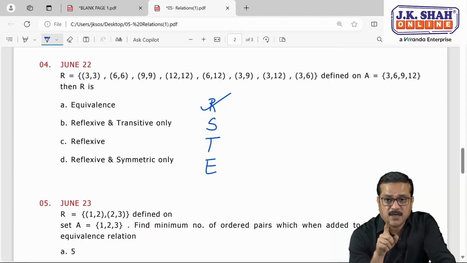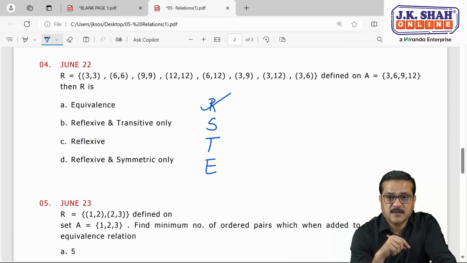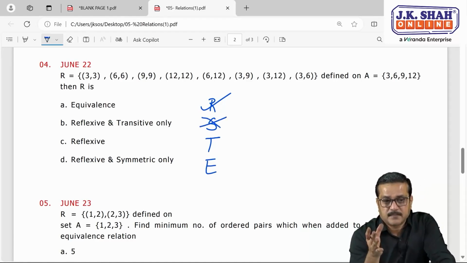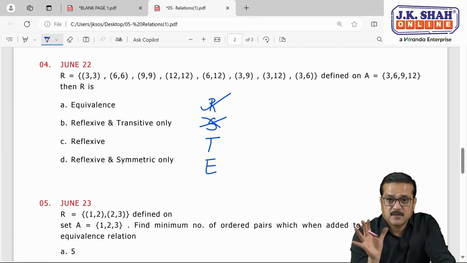Now 6,12. Then I need 12,6 to make it symmetric. 12,6 is not there. For that matter, I was supposed to stop over here. I cross symmetric. But even if you see 3,9, to make it symmetric 9,3 should be there. But then there should be no argument over here. We are checking the rest uselessly. 12,3 is there, so 12,3 should also have been there, but it is not. But 6,12 already said it. The R we are dealing with is already not symmetric, so there is no need to check further.